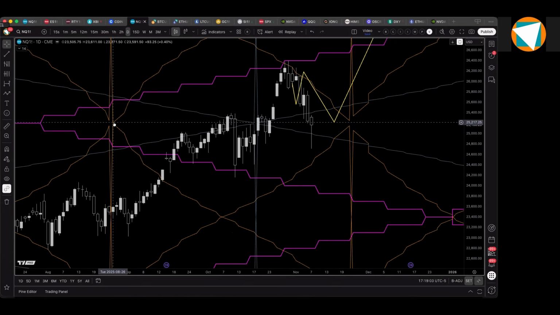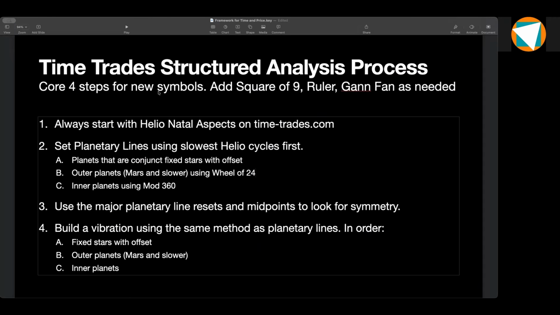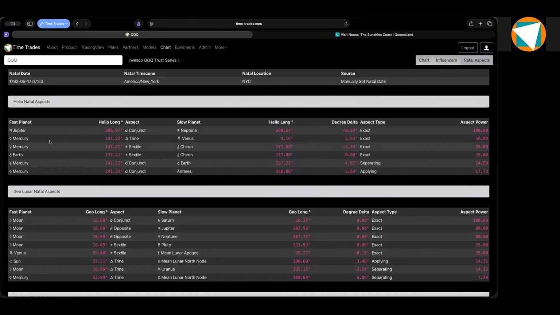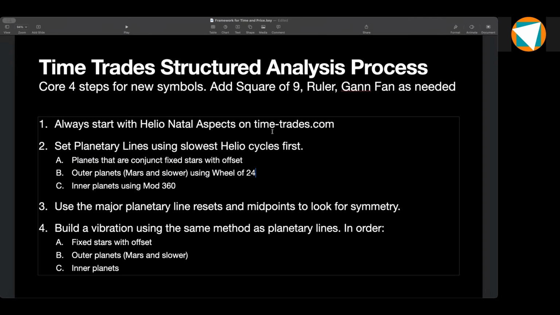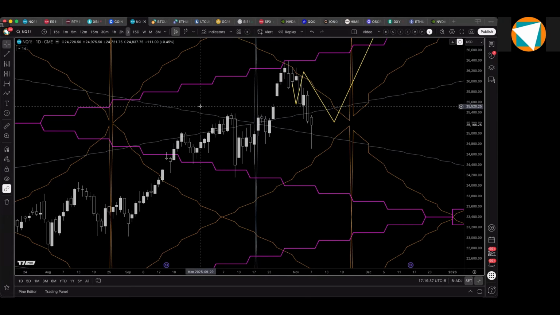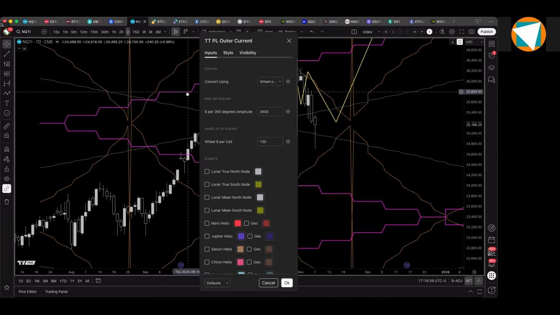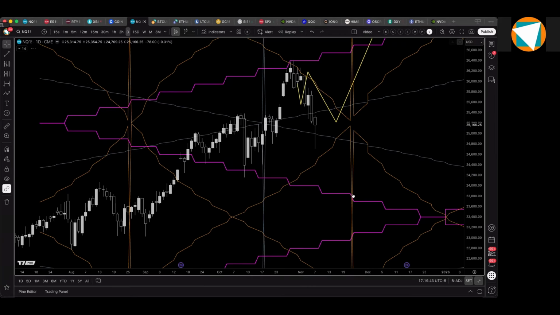You can tell because the gap in the lines here is at the midpoint. Here's the midpoint of the wheel of 24. Here's the gap in the mod 360 Mercury line. We've got Jupiter, Neptune added here because we have Jupiter conjunct Neptune, almost exact, within less than half a degree of each other in the natal chart. That is really important, so we need to make sure we accommodate that. That's the pink line. And so we can move on to our next step.